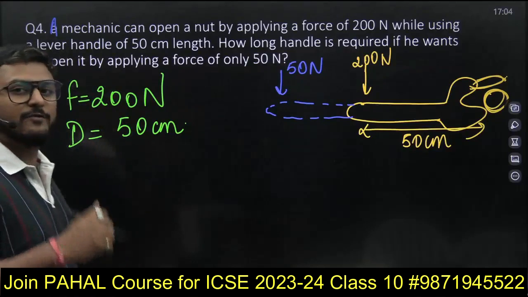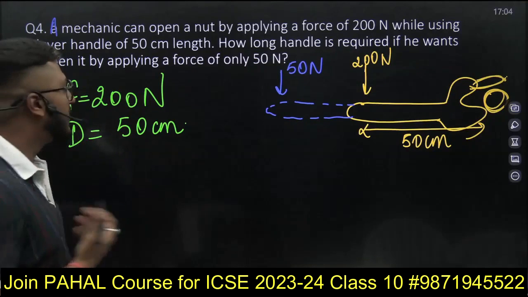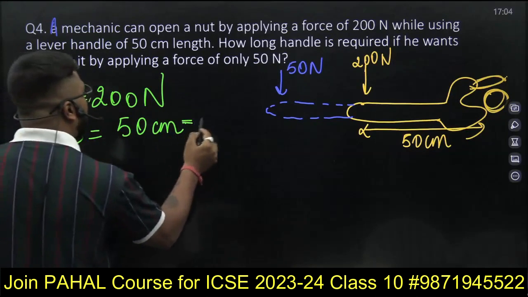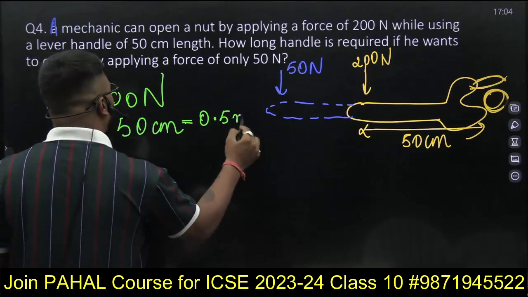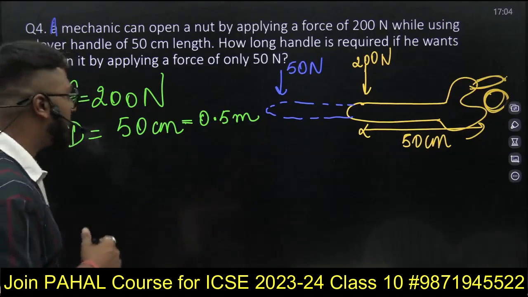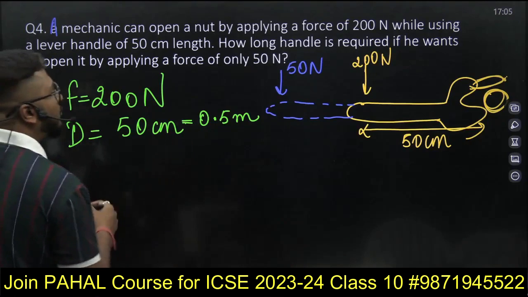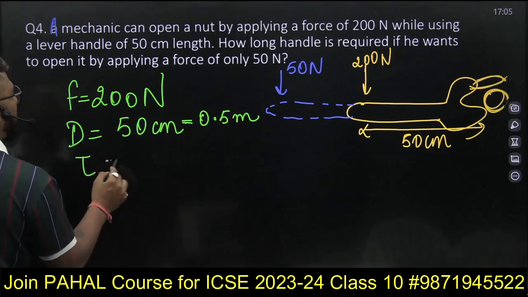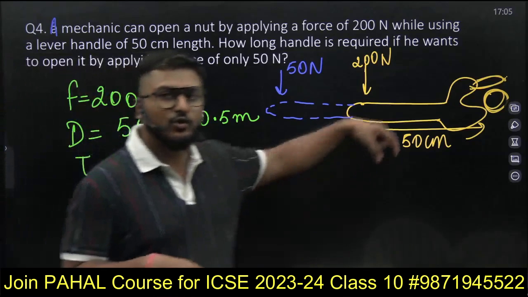So the first and foremost duty is to convert this distance into meter. If we convert this distance into meter, this will become 0.5 meters, same as we did in the previous question, right? So the distance is given to be 0.5 meter. So let's find out the torque required to open this nut.